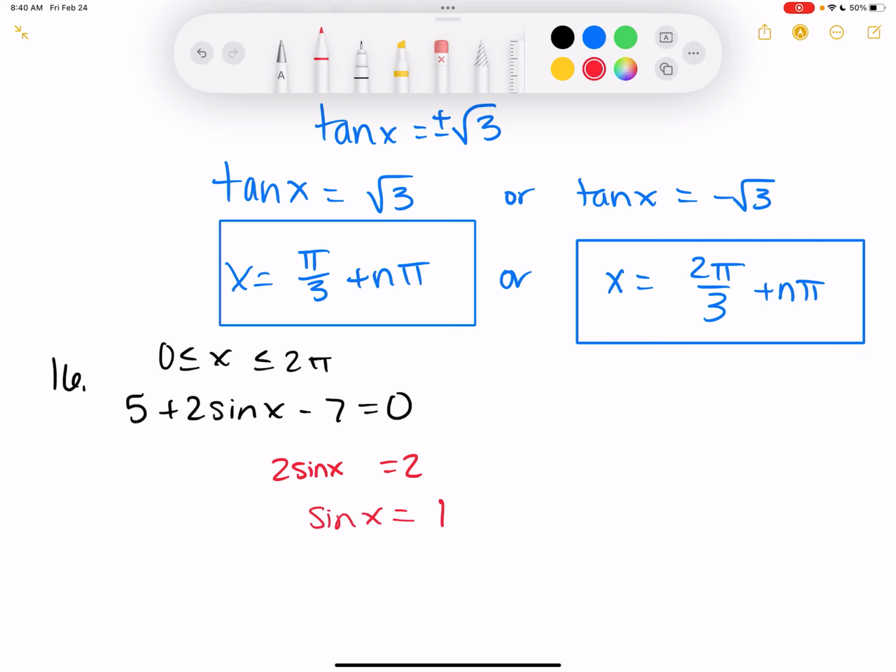So where is sine of x equal to 1? In radians, I should say. Pi over 2? Yep, pi over 2. And I said in radians because that's what the interval is given to us. If the interval was given to you in degrees, we'd give degrees. So pi over 2. And this one, because it is a specific interval, the only place that it occurs is at pi over 2. So we just do a specific solution.